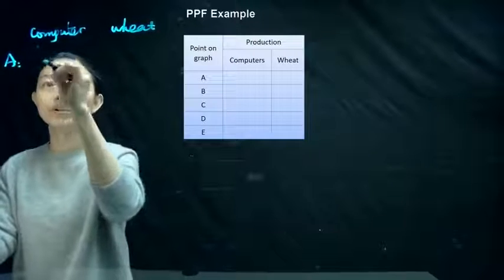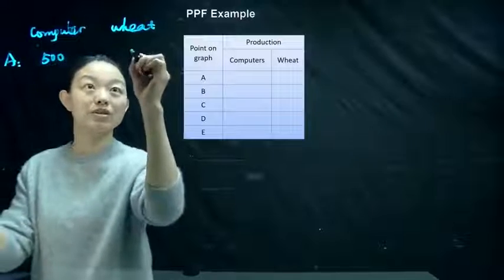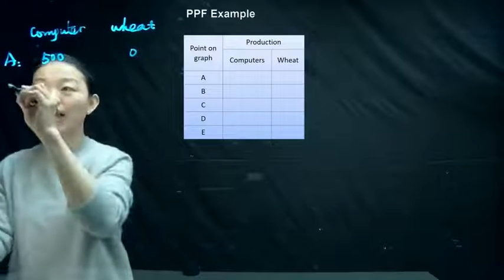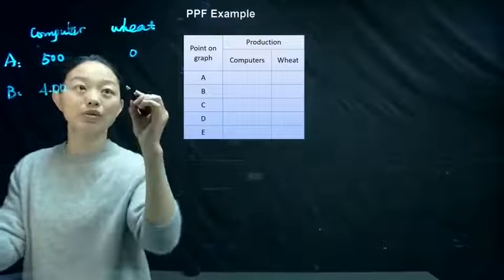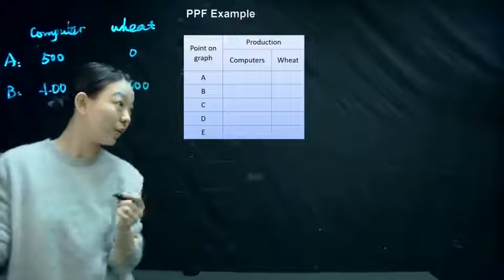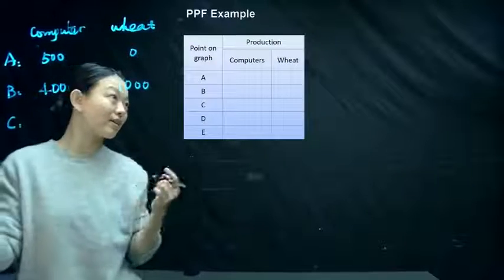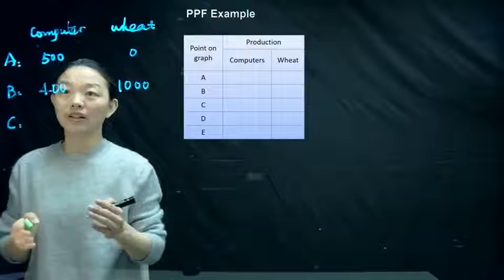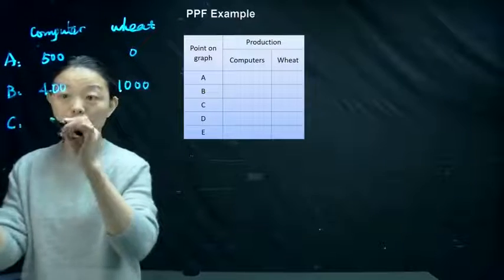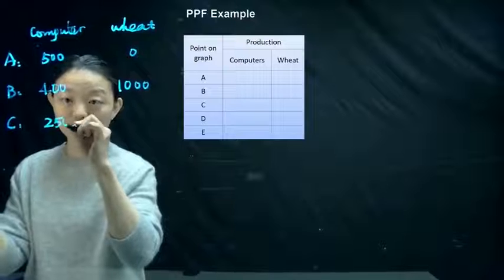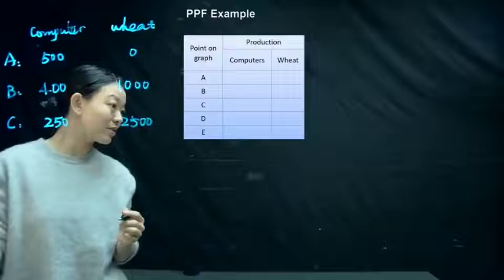Weight. So for point A, as we just computed, we will have 500 computers and 0 tons of the weight, right? And for point B, we will have 400 computers and 1,000 tons of the weight. And then for point C, if you go back to check the table, you will notice that we divide the labor hours equally to produce computers and weight. So we will have 250 computers and 2,500 tons of the weight.